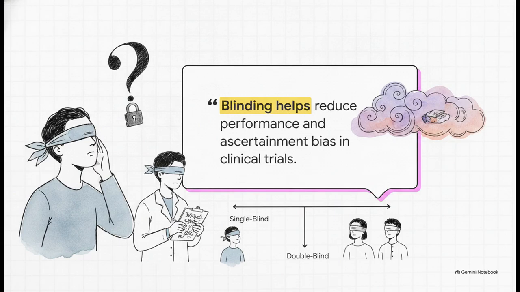In a single-blind trial, participants don't know which group they are in. In a double-blind trial, neither the participants nor the researchers directly interacting with them know. According to Schultz and Grimes, this keeps everyone in the dark and vastly reduces performance and ascertainment bias. Now, sure, this is tough to pull off in education. A teacher usually knows what method they're teaching, but it's an absolute staple in medical and psychological research.